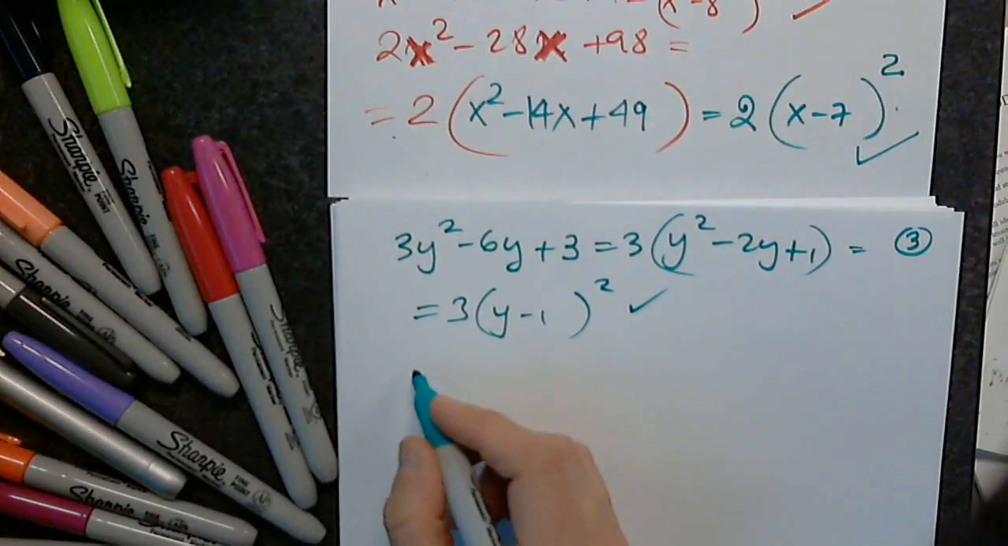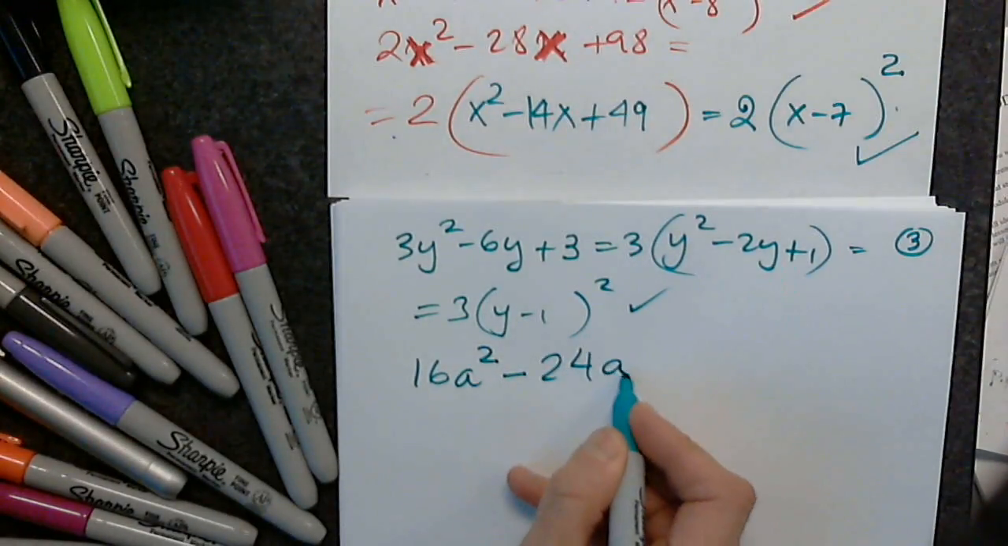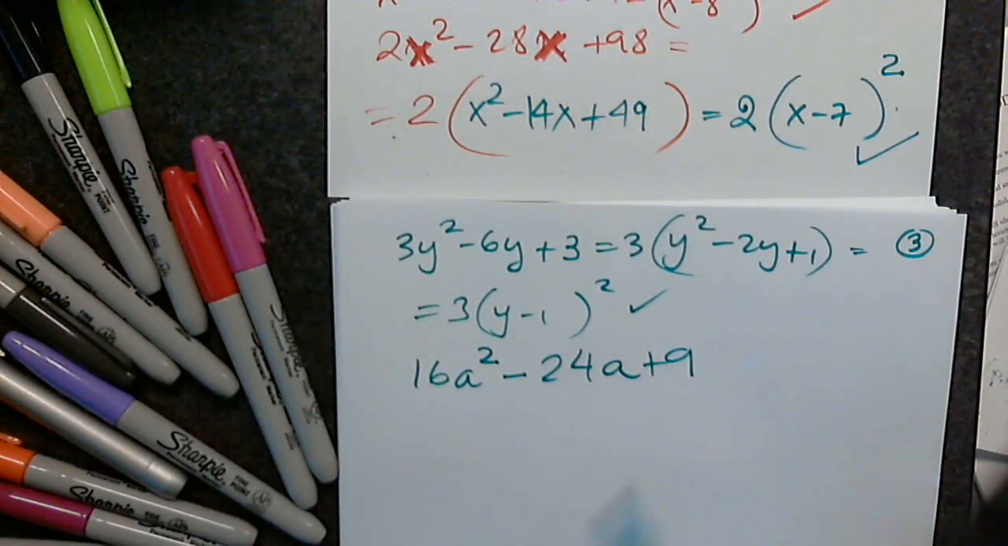Okay. 16a squared minus 24a plus 9. Believe me, the special products are easier than anything else. They may look weird, maybe, they may look difficult, but they are easier than anything else in factoring. So please hope for a special product at all times.